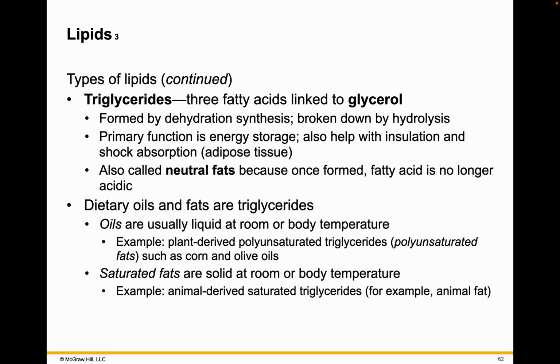Triglycerides are 3 fatty acids that are linked to a short carbon chain called glycerol. It has three carbons in it. They're formed by dehydration synthesis, and they're broken down by hydrolysis. Their primary function is to store energy and to help with insulation and act as a shock absorber. They are also called neutral fats because once they're formed, the fatty acid is no longer acidic. Dietary oils and fats are typically triglycerides. If they are oils, they are liquid at room temperature. If they are fats, they are solid at room temperature.